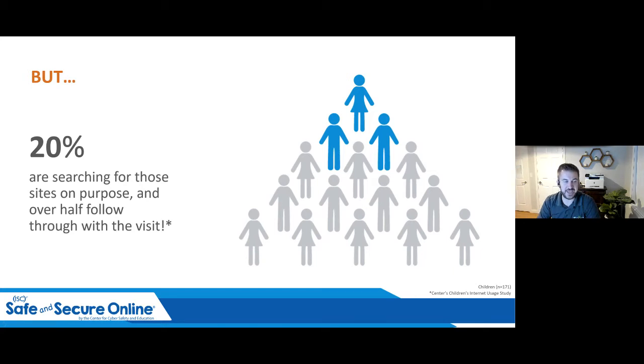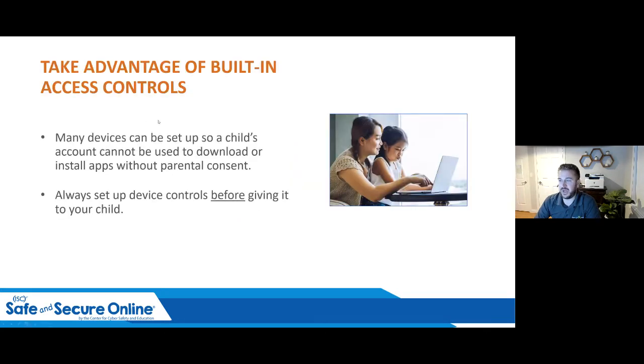So even just accidentally searching for something and coming across something on Google or Bing or whatever they're searching with, it's pretty easy for them to land on a site they shouldn't be. And with a third of them purposely searching for something like that, and the majority of them still carrying through to actually finish that visit to a site, that's another reason why setting up some of those parental controls is a pretty valuable thing to go through.